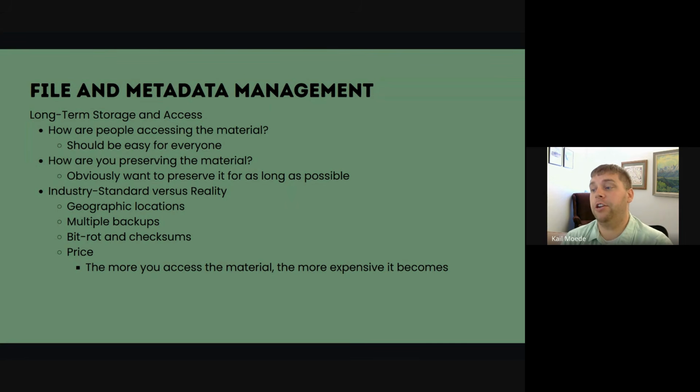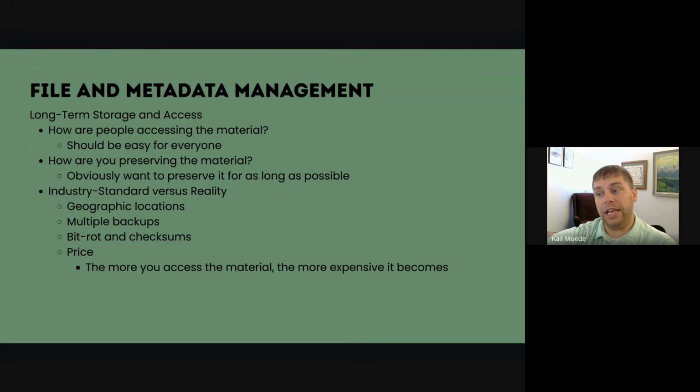But there are some different things to take into consideration. You have your industry standards, but you also have reality. Industry standards are always going to tell you that you should have multiple geographic locations in multiple regions. So if you have one copy that's housed in your building, industry standards will always tell you that you should have another copy across the globe, so that if something were to happen locally, there's another copy somewhere else. You have to decide if that's worth it for your institution, because sometimes that's just not feasible, for whatever multitude of reasons.